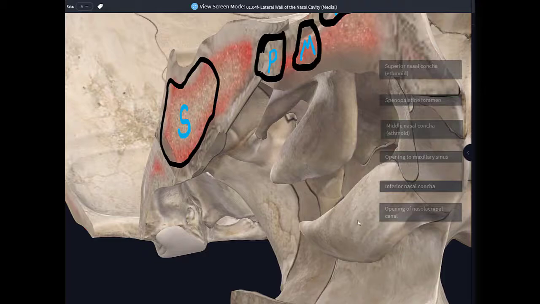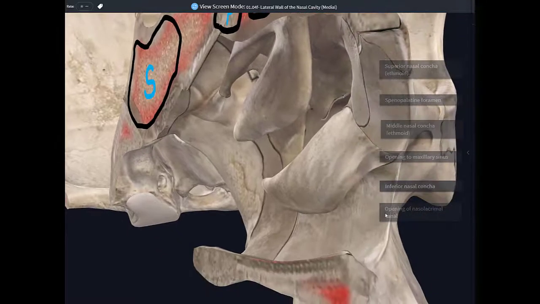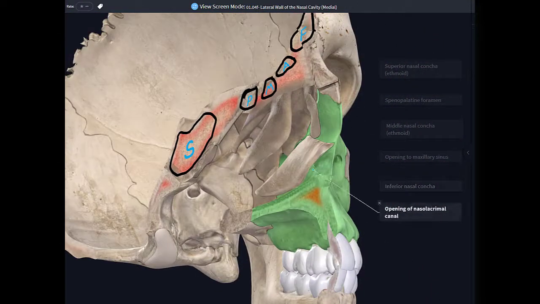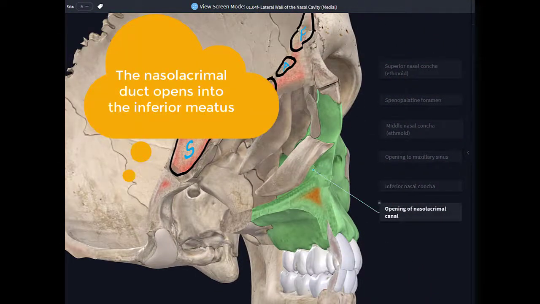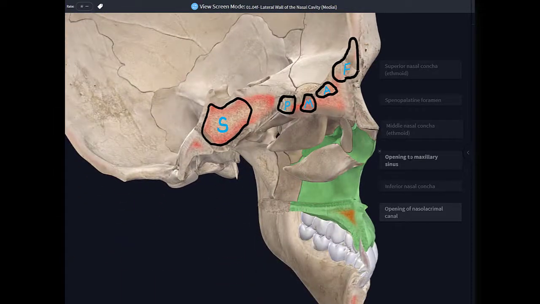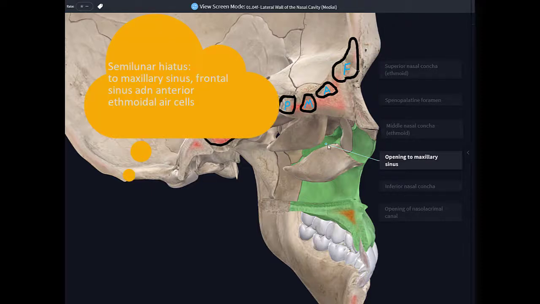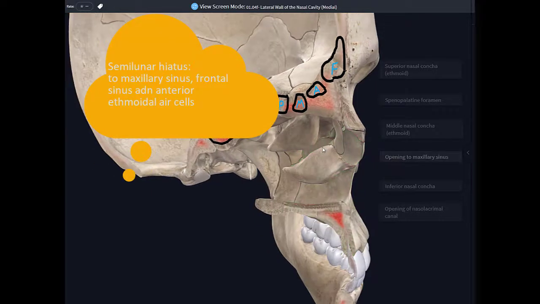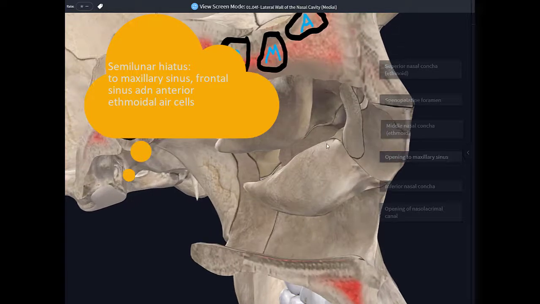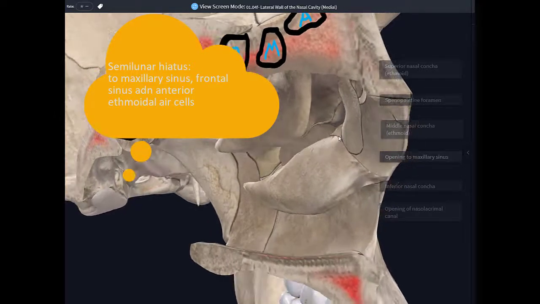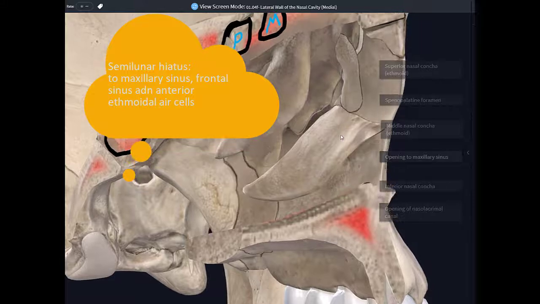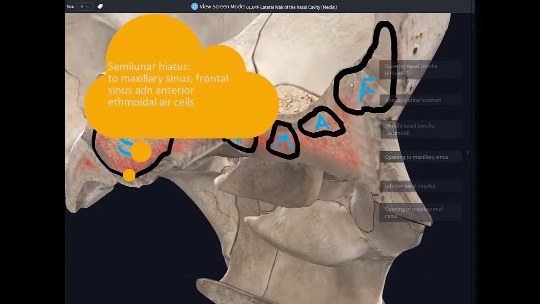And there are interesting things that open into the different meatuses. Just as an example, we have opening into the inferior meatus, the nasolacrimal duct or nasolacrimal canal. We have an opening into the maxillary sinus. Actually, in life there's something called the semilunar hiatus, and that will open into the maxillary sinus, but also have an opening to the frontal sinus, which we will find right up here.